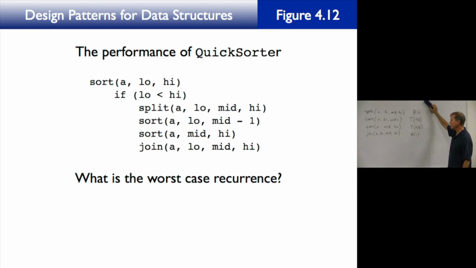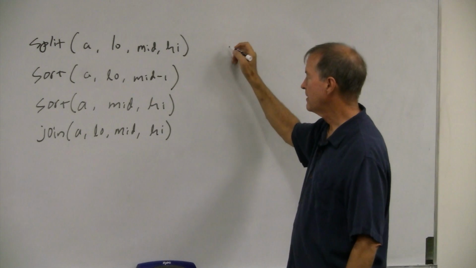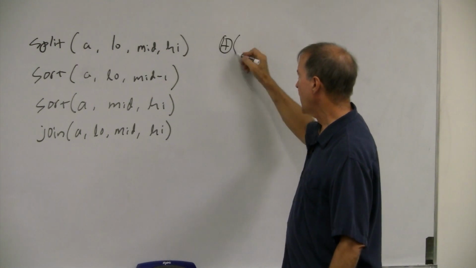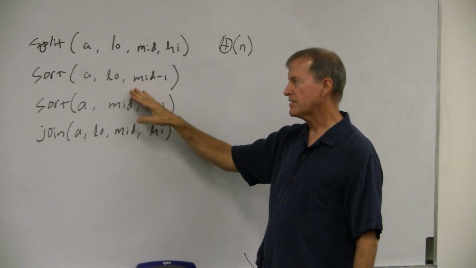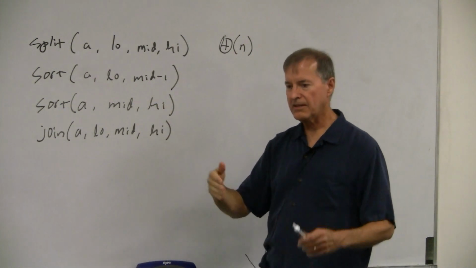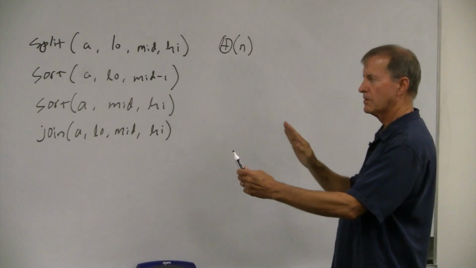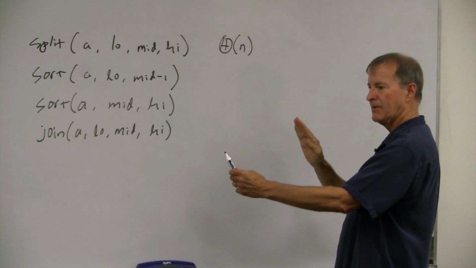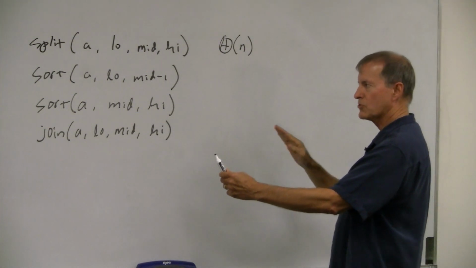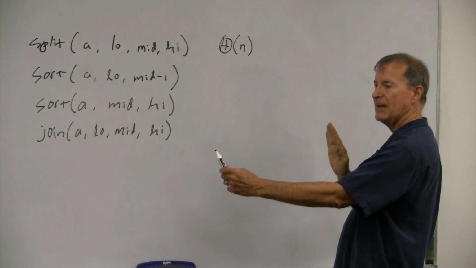What's the worst case recurrence? How do these change? The first one doesn't. Okay, so this one is still the same. This is big theta of n. Now what will happen is, in the worst case, let's say this is low to mid minus 1. So let's say that the split is way over here, so mid is way over here on the high end.